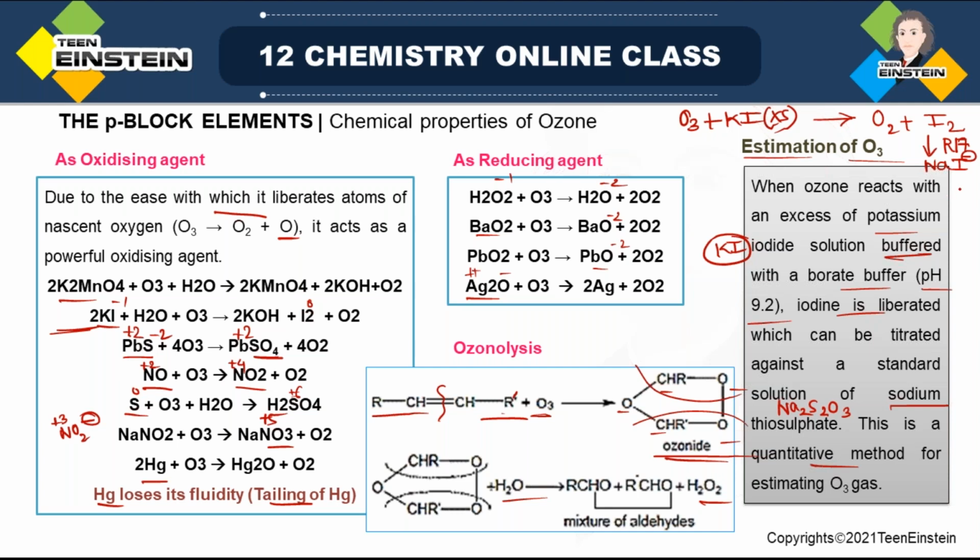So if you know the concentration of Na2S2O3, and from the balanced equation, you will be able to understand how many moles of Na2S2O3 are reacting with iodine. In this way, you will know the number of moles of iodine liberated. Now, if you know the number of moles of iodine liberated, you can also find the number of moles of O3 from the balanced equation. So in this way, we can estimate the quantity of O3 if it is unknown. Okay. So for estimation of O3, we use potassium iodide solution, and the liberated iodine we titrate with Na2S2O3, which is a reducing agent.